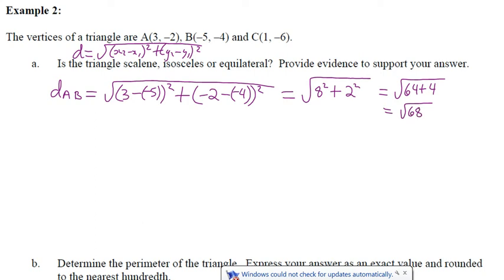And what does that reduce to? Okay, the largest perfect square that goes into 68 is 4. And that means that's 2 root 17. Okay, you've got 2 more to work out, so go ahead, you work them out. You need the distance from B to C.